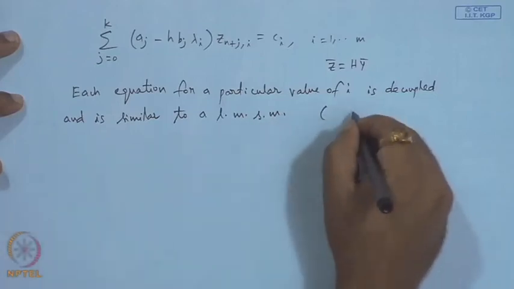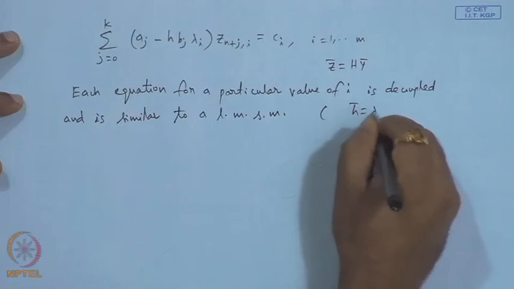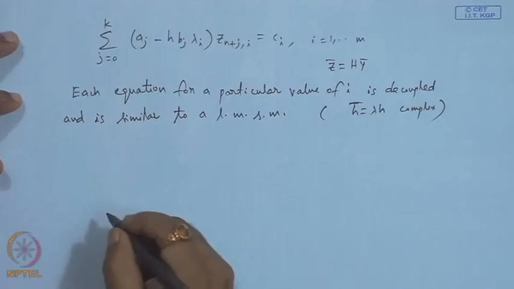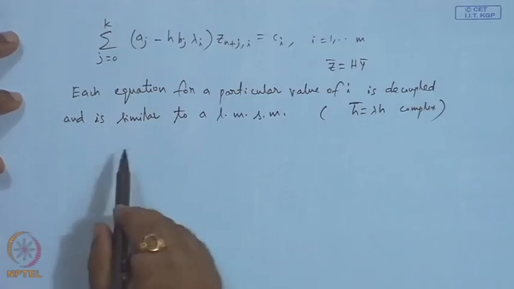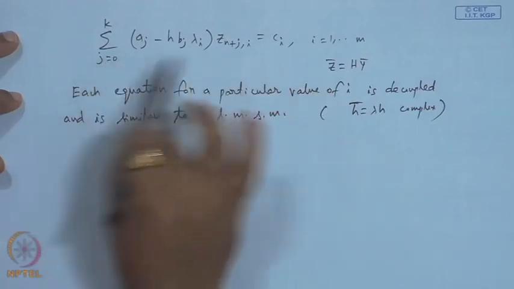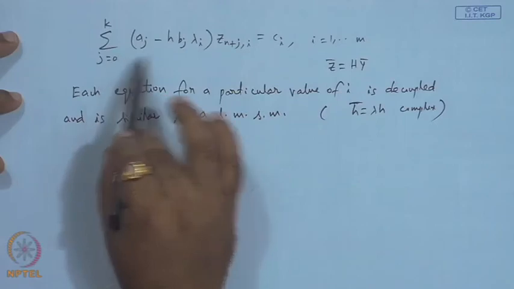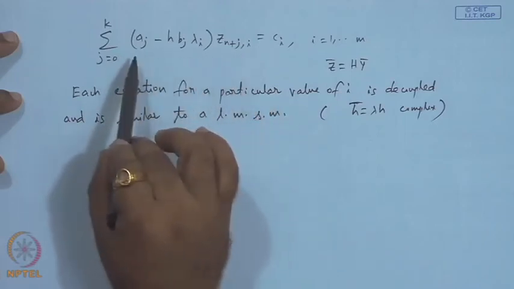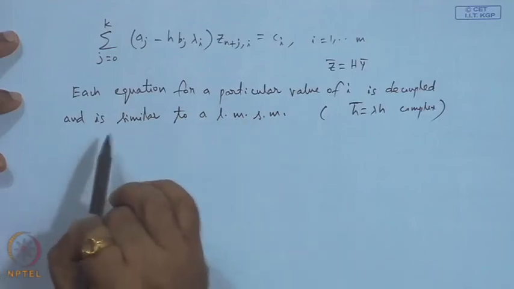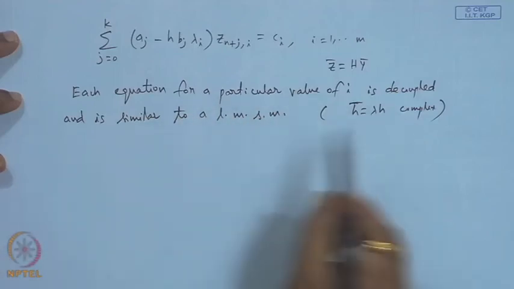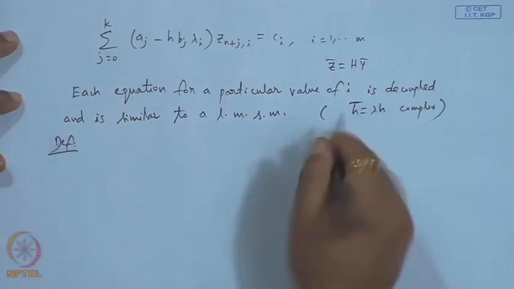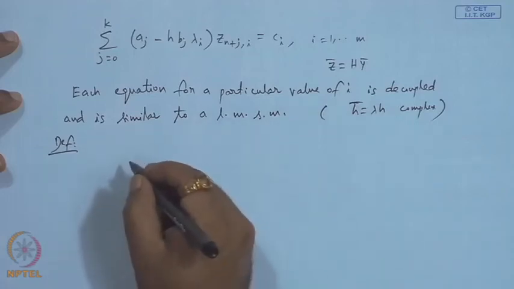But only one remark, h bar equals lambda h can be complex. Okay. Right. So, now one can discuss the stability of each one, because now each equation is like a linear multi-step method, but only thing is this is complex. So, within the context of this complex, let us discuss the absolute stability region.